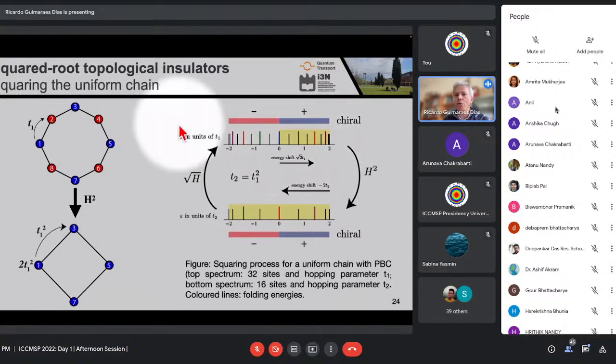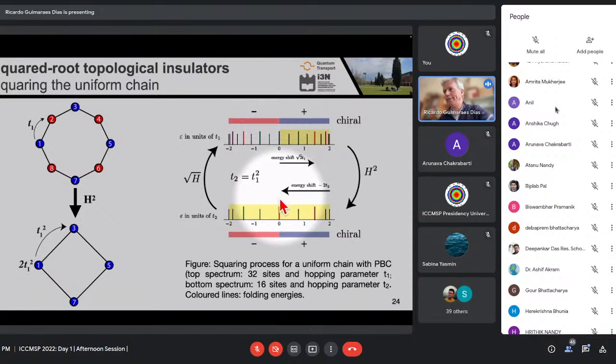But notice now the following. If we remove this 2T1 squared, this blue ring becomes bipartite again. So again, if I remove these uniform local potentials, this ring becomes bipartite. So it will have again a chiral spectrum. So that's what we are saying here. We take a chiral spectrum, we square it, we remove some energy, and it becomes chiral again.